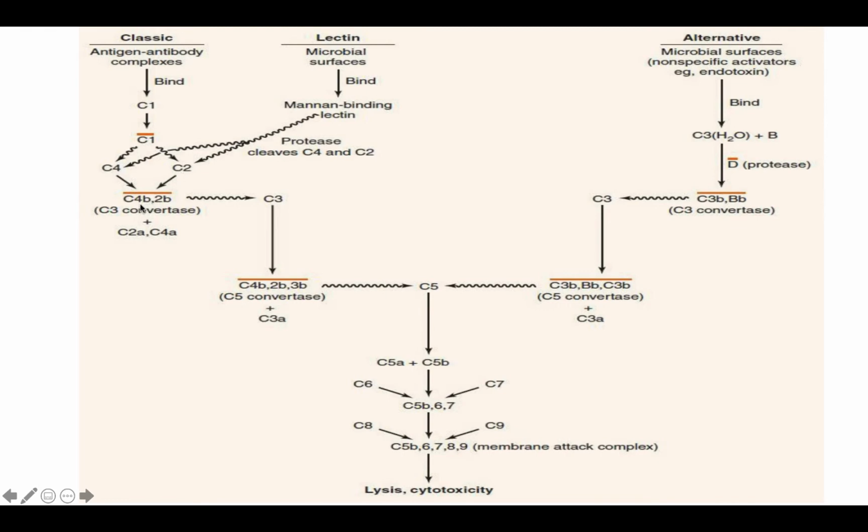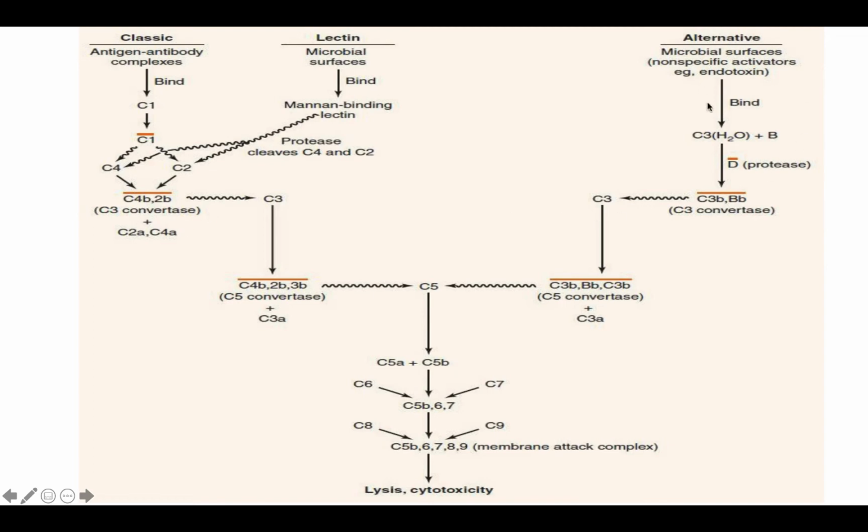The B's, C4B and 2B, both of those together are what is called C3 convertase. And then you have the leftover C2A and C4A. This happens in both pathways, but in the classic pathway the initiator is C1. In the lectin pathway the initiator is not C1, it is mannan-binding lectin, which with a protease cleaves C4 and C2 and ends up with the same function as C1. So you end up again with C4B and C2B, which bind together and make a C3 convertase. We will get to C3 convertase in a minute.